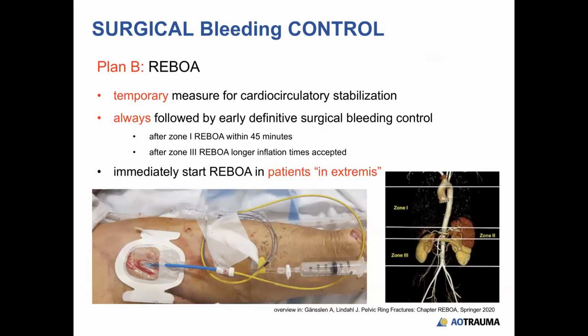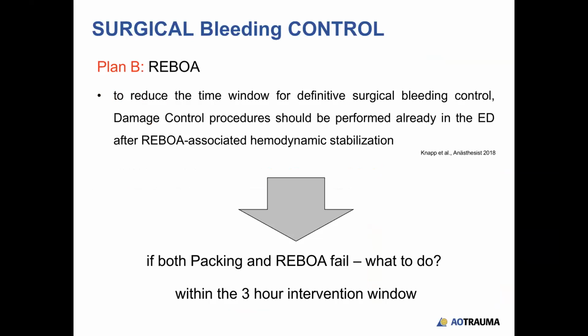And we have 3 zones. In zone 1, you put your balloon up to the proximal aorta, and there you have to leave it for less than 45 minutes because you involve blood supply to the abdominal organs. In zone 3, which is below the level of the renal arteries, you have a little bit longer time for that. So it is an option to do that immediately, but it has to be available. And to reduce the time window for definitive surgical bleeding control, this is a clear damage control procedure, and you have to perform it already in the emergency situation.